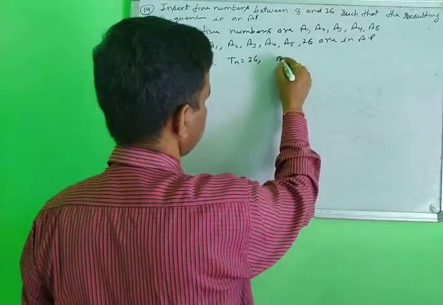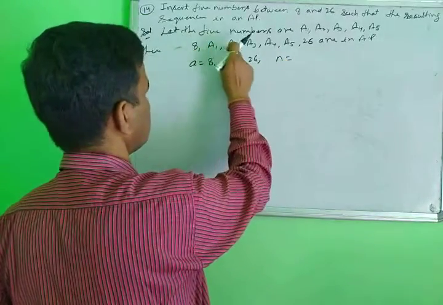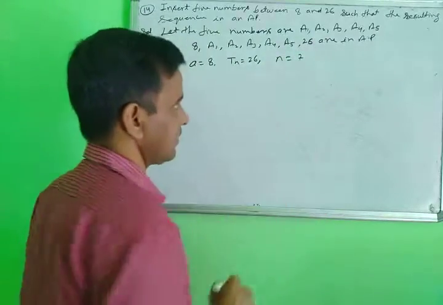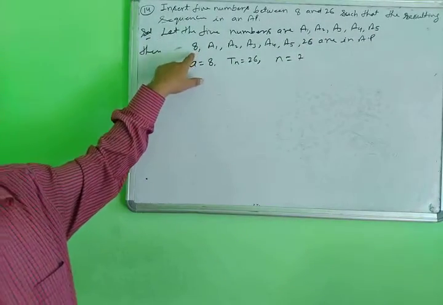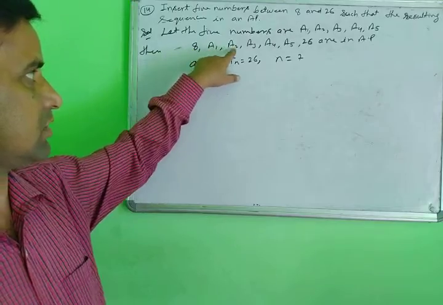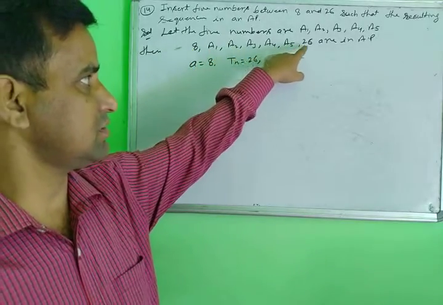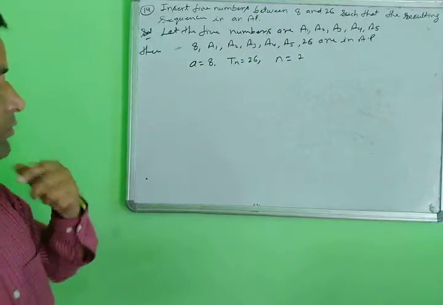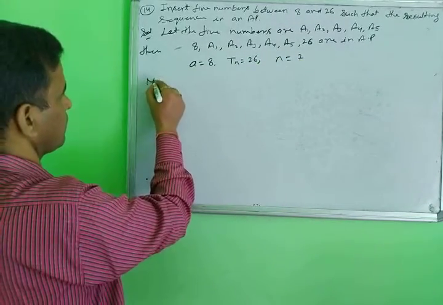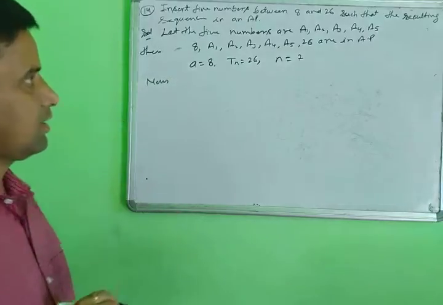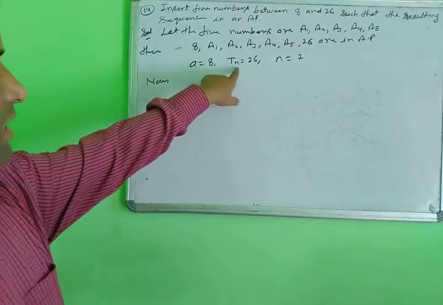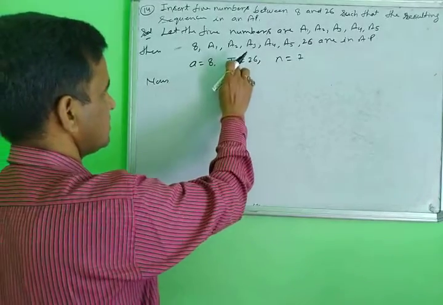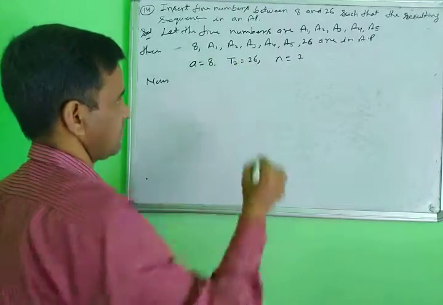And what is the value of N here? Count 1, 2, 3, 4, 5, 6, 7. The value of N is 7. Count every term: first term, second term, third term, fourth term, fifth term, sixth term, seventh term. The total number of terms N is 7. So now the value of Tn means T7; you can mention that T7.